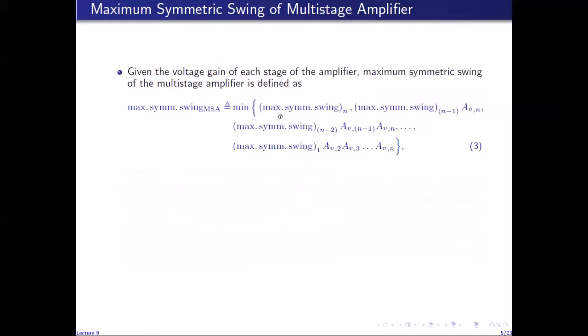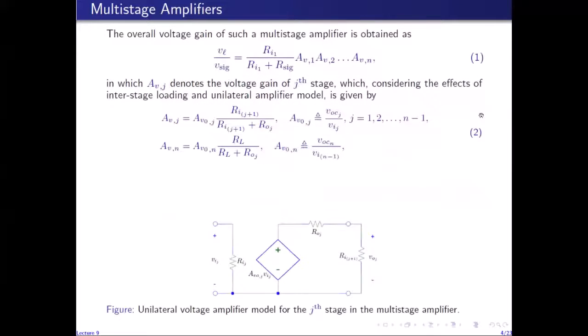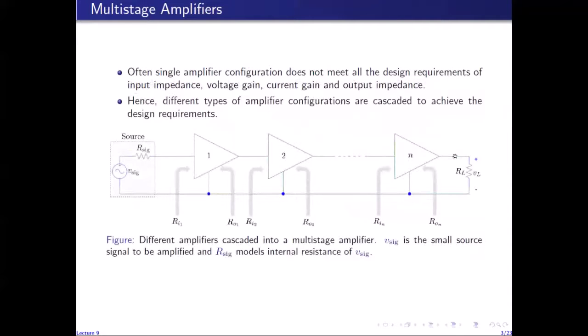So what are these terms? The first term is the maximum symmetric swing of the nth stage. The second term is the maximum symmetric swing of the n minus first stage times the gain of the nth stage. What we're doing here is that we find the maximum symmetric swing at the output of the nth stage, and then we find the maximum symmetric swing at the output of the second last stage. Since that output is multiplied by the gain of the nth stage, we multiply the swing of the second last stage by the gain of the nth stage, and we get the contribution of the swing from the second last stage at the final output.